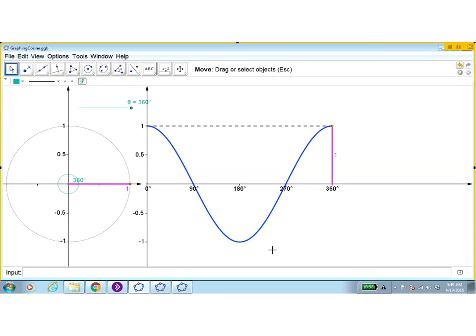This, what you're looking at right now, is called one period of the graph. One period is where the pattern, if continued, would then start to repeat. So it's completed a full cycle around the unit circle. So that's called one period. And we're going to take a closer look at how you figure out the period of a graph a little bit later. Okay.